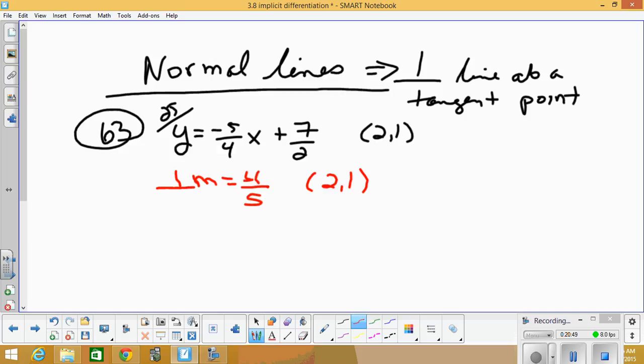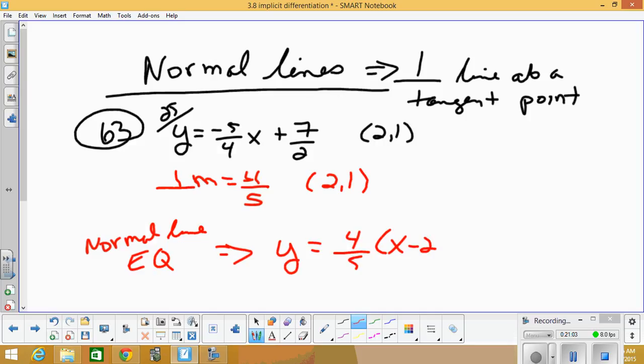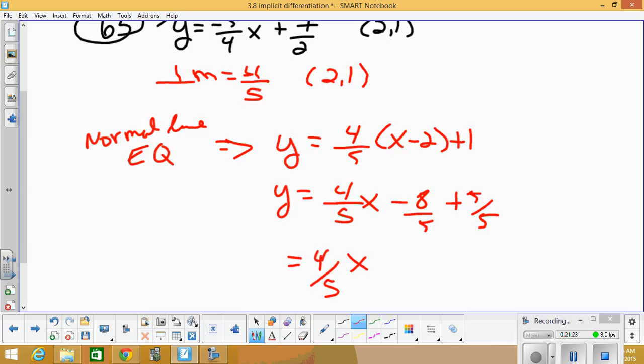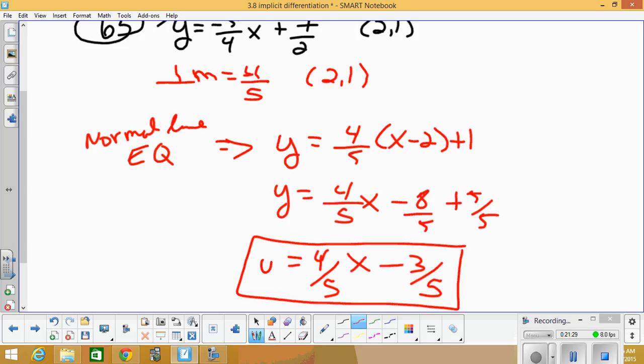So now the normal line's equation will be y equals 4/5 times x minus 2 plus 1, and I'm going to go ahead and simplify from here. y equals 4/5 x minus 8/5 plus 5/5, changing my 1 into fifths, and having this as my equation of the normal line. And we're done.